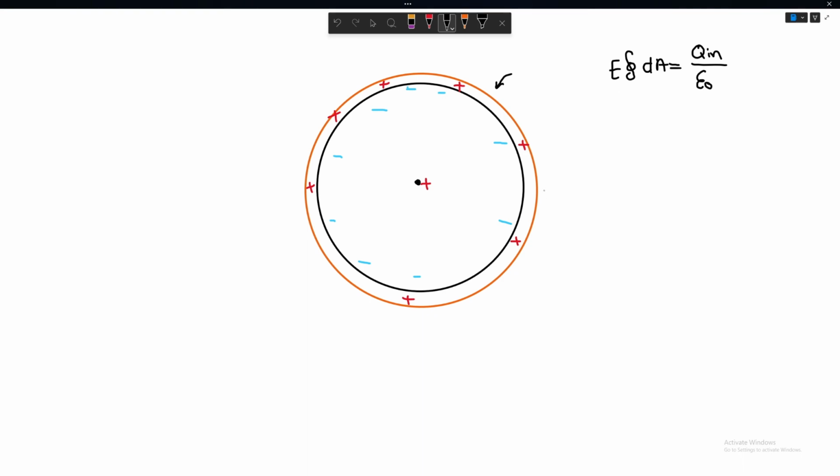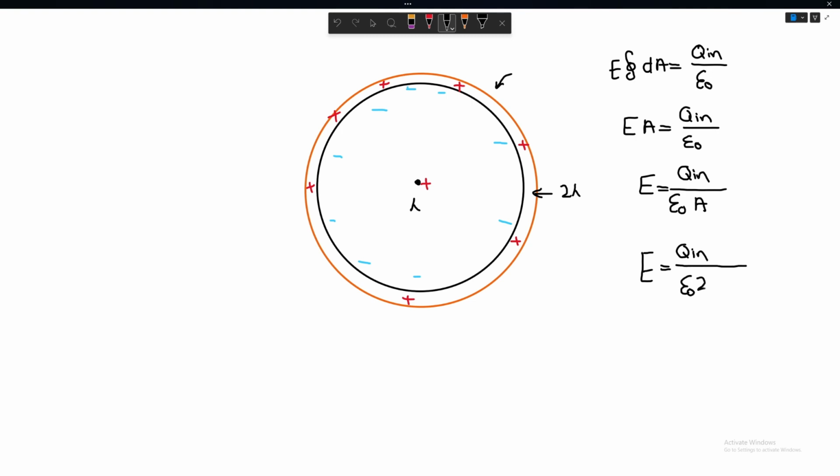Now we know that this surface is 2 lambda, and we know that this is 1 lambda. And so if we were to rewrite this, well, first let's rewrite this. This is E A equals Q enclosed over epsilon naught, meaning E times A equals Q enclosed over epsilon naught. Now what is my area of a cylinder? Area of a cylinder is 2 pi r, and I have L.